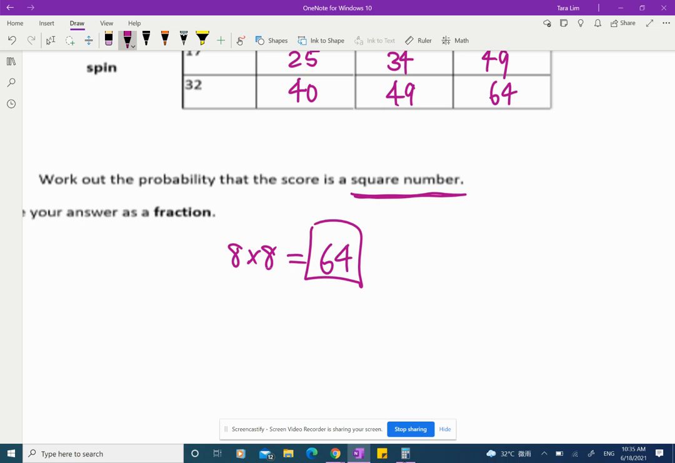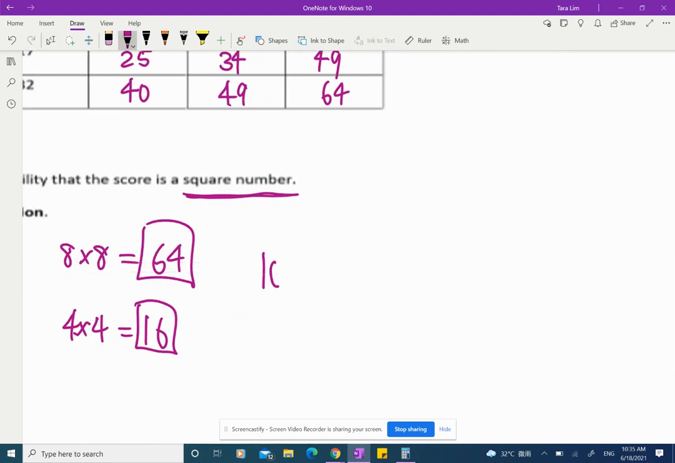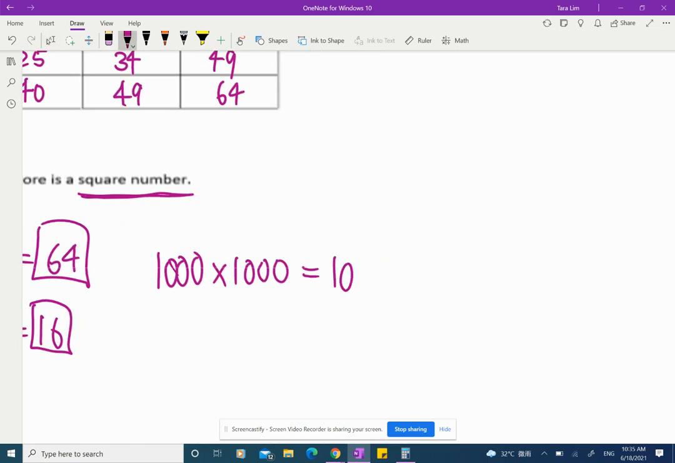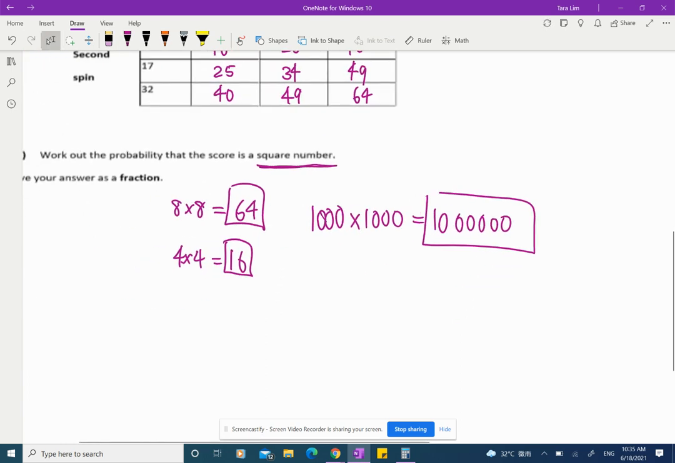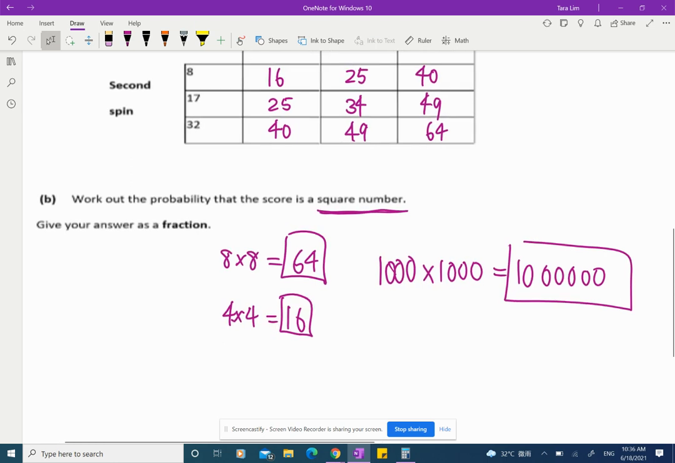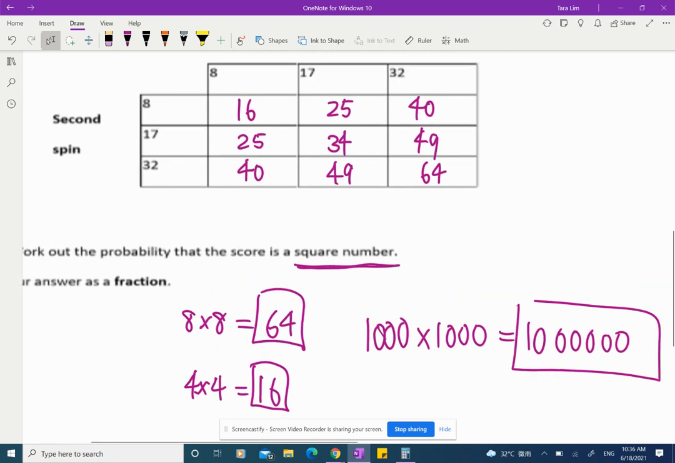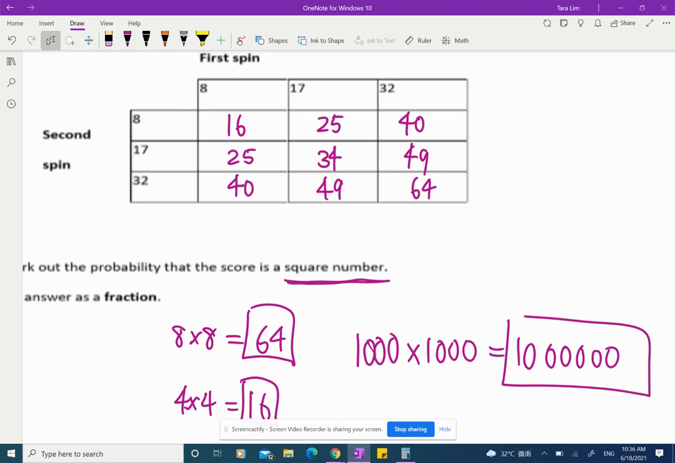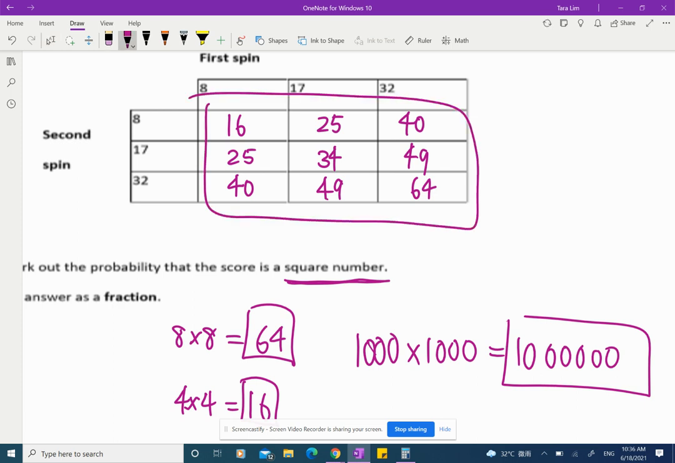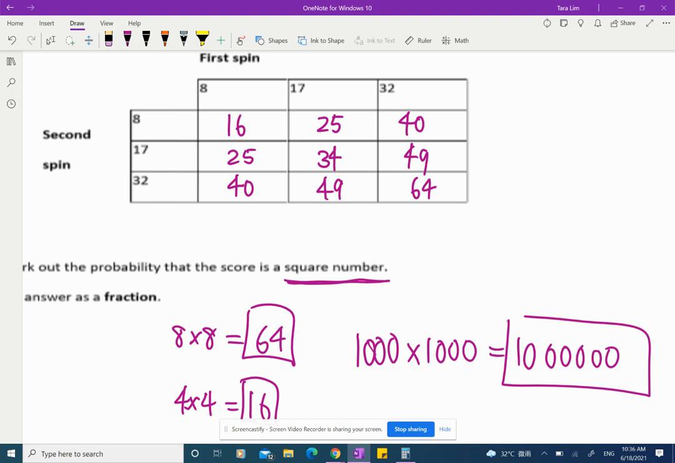Let's say 4 times 4 is 16. That is a square number. We can also do, for example, 1000 times 1000. The answer is also a square number. So anything that is multiplied by the same number is a square number. So first of all, it says work out the probability. So we want to know from the table above which of these numbers is a square number.